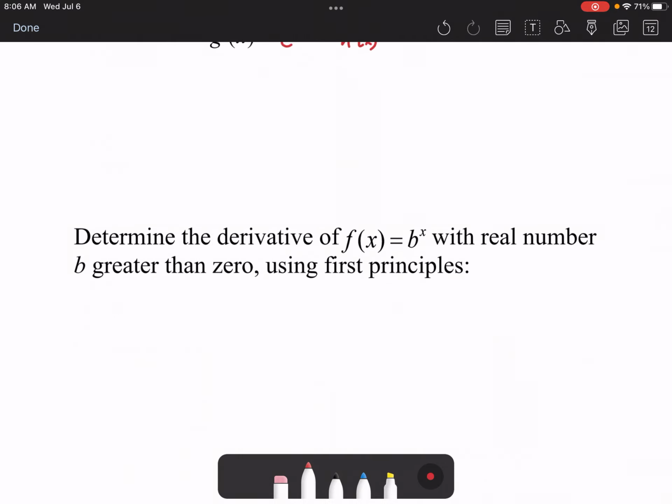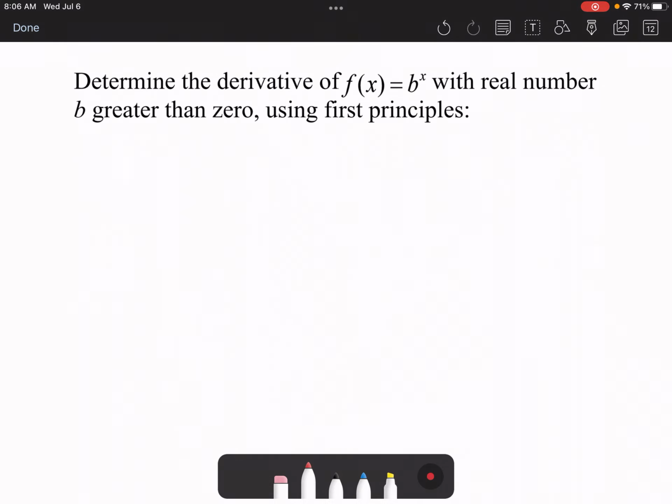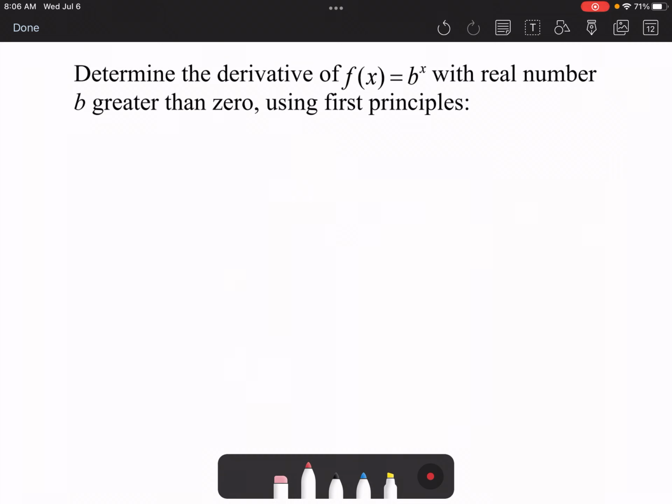So continuing on, we're going to continue to expand this. Now to find the derivative of any function to the exponent b to the x, where b is a number greater than 0 but not equal to 1, we're going to use first principles. So remember that derivatives by first principles, in other words f prime of x, is calculated using the limit as h approaches 0 of f of x plus h minus f of x over h.